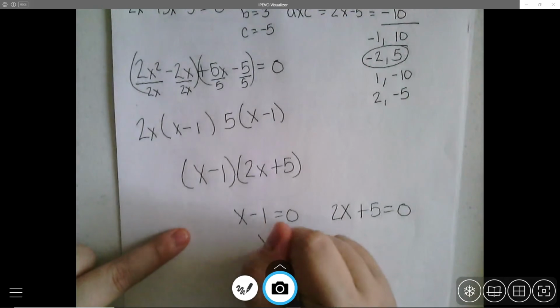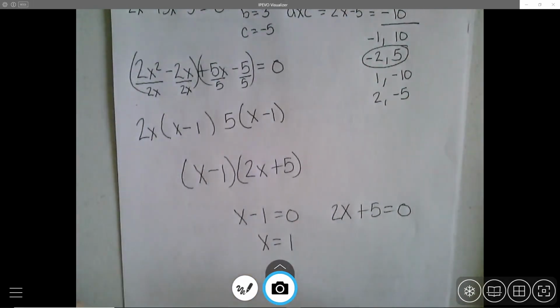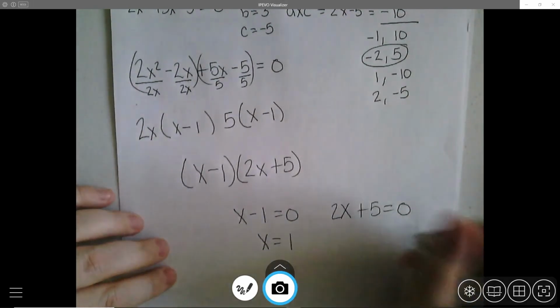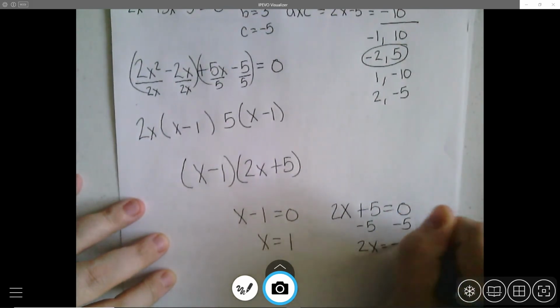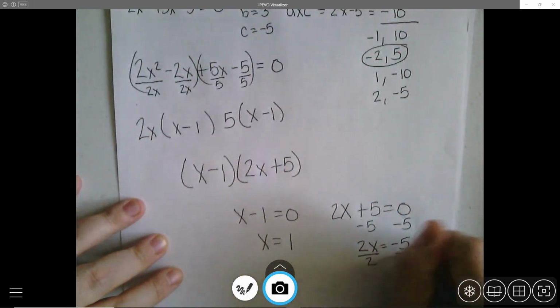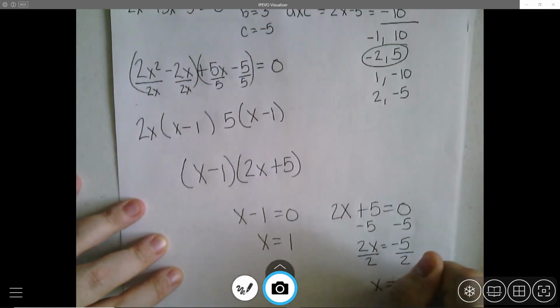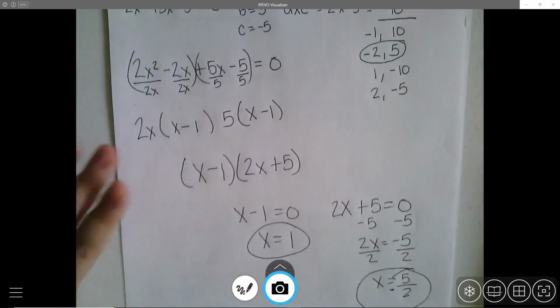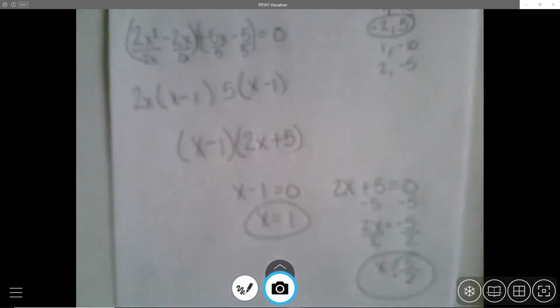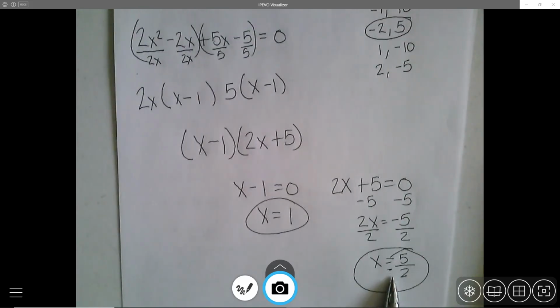X minus 1 equals 0. That would be x equals 1. 2x plus 5 equals 0. I'd have to subtract 5. That'd be 2x equals negative 5. Divide by 2. X equals negative 5 halves. Circle that. Okay, you can either leave this in fraction form, or you could say negative 2.5.